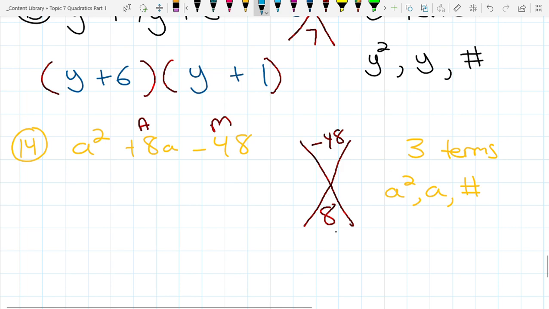Since I know that we have to add to get a positive and multiply to get a negative, I know that one is positive and one is negative. So I can already fill out part of my answer. It's a plus something and a minus something.